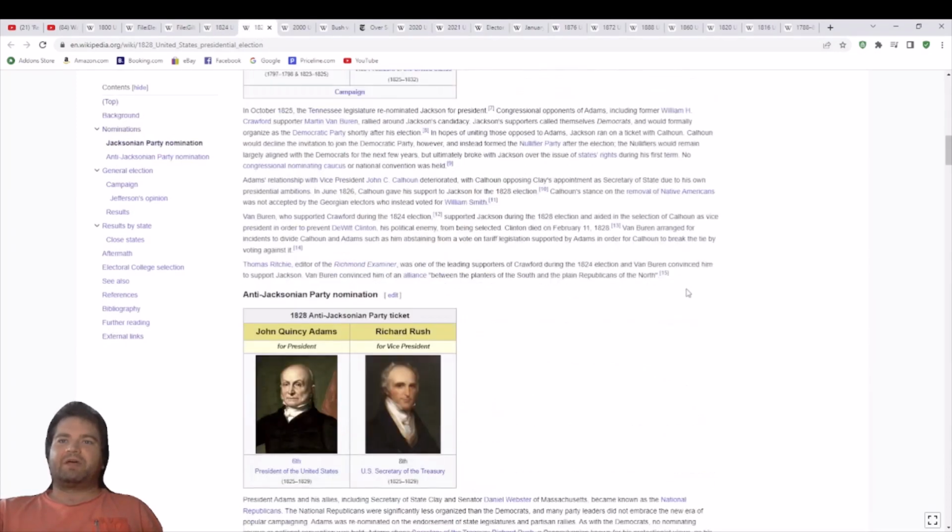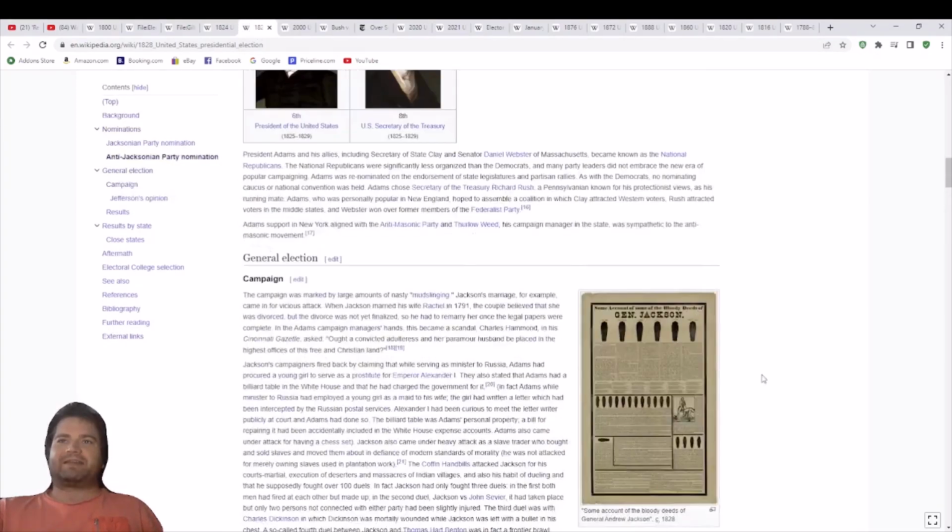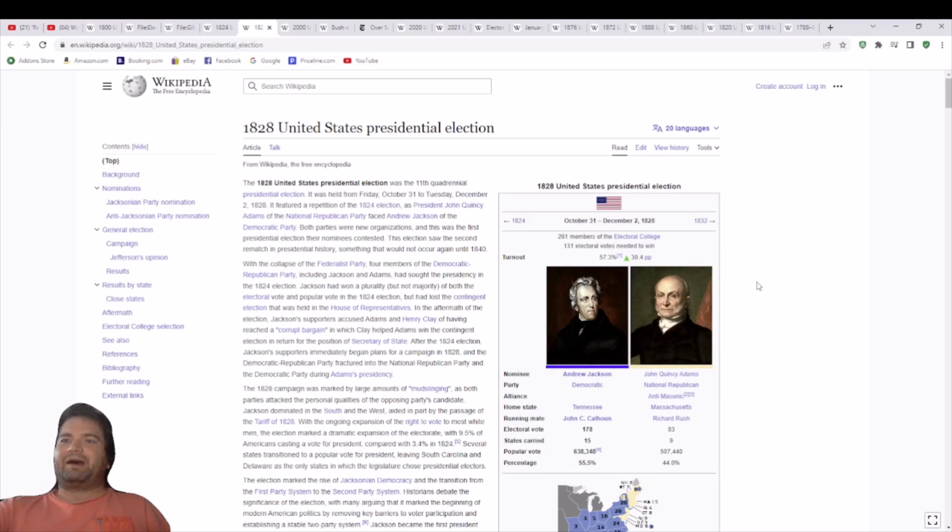And Adams lost that second election. So, in a way, Jackson actually came out the winner because he became president. He came back next time and he won. But he didn't win that election.